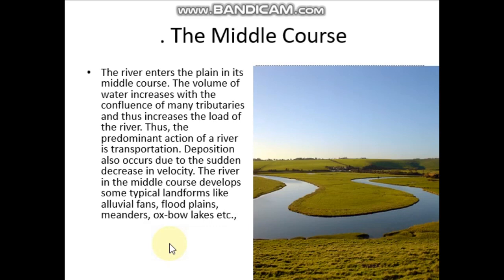Tributaries, what is the meaning of tributary? Kilaigal. So the predominant action of the river is transportation. Deposition also occurs due to the sudden decrease in velocity. The river in the middle course develops some typical landforms. Which are the landforms of this middle course? They are the alluvial fan, floodplains, meander, oxbow lake, etc.